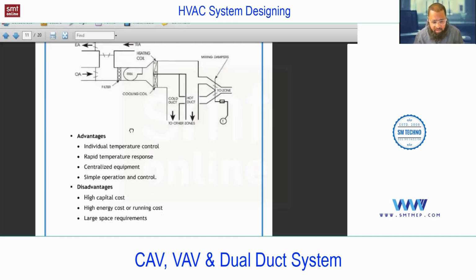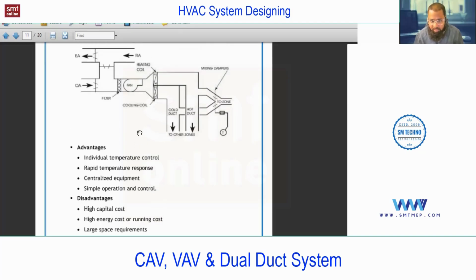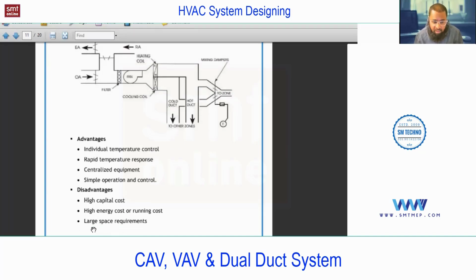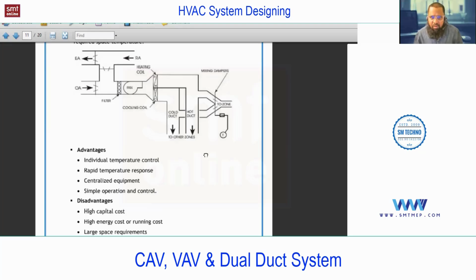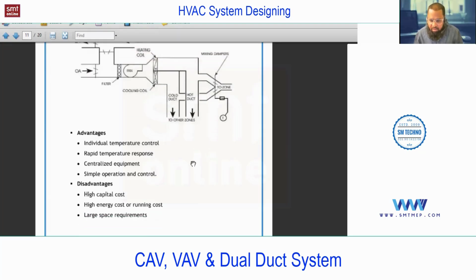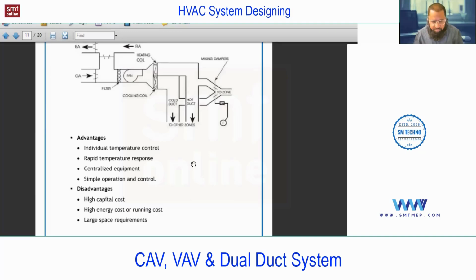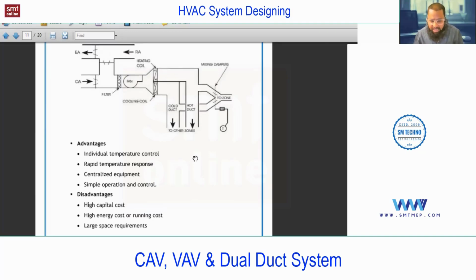But the disadvantages, here you see, initial cost is more because we require a separate system for cool air, a separate system for hot air, and we require large space to run a separate hot air duct and a separate cool air duct. And energy consumption, running cost also increases, because if you call only for cool air, the hot energy will be wasted. If you call only for hot air, the cool energy will be wasted. Okay, but as per the requirement for process control, we can use this. So these are the different systems related to all air conditioning systems.